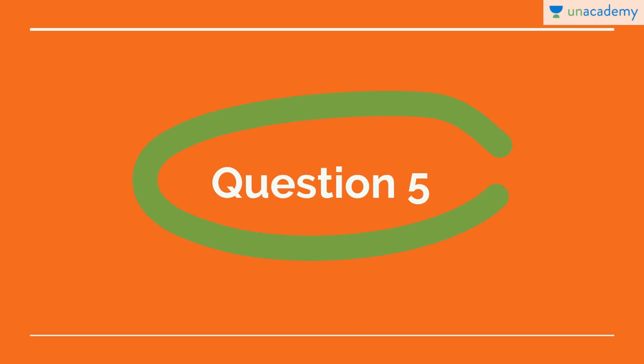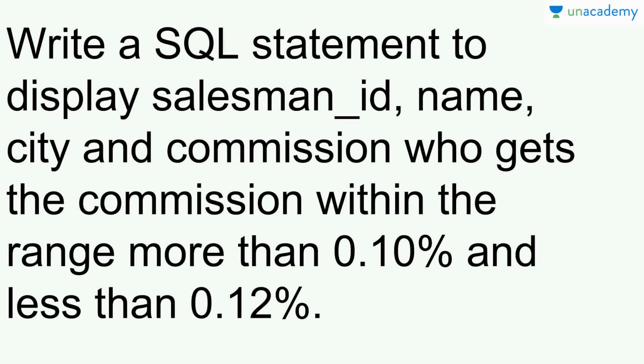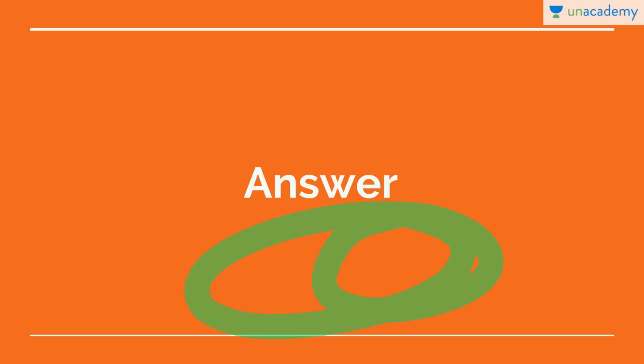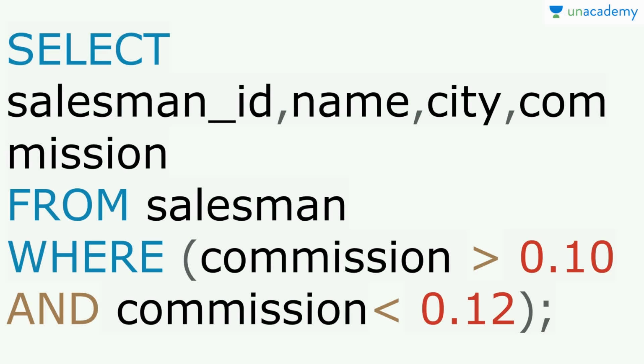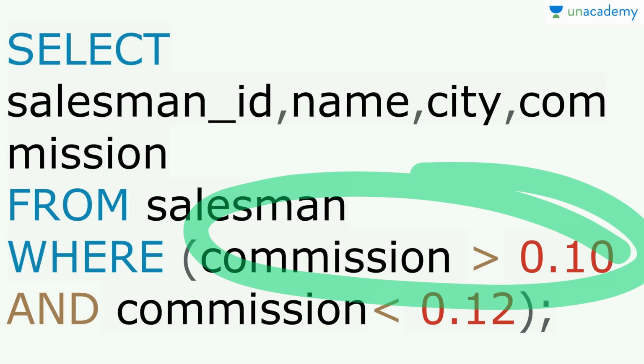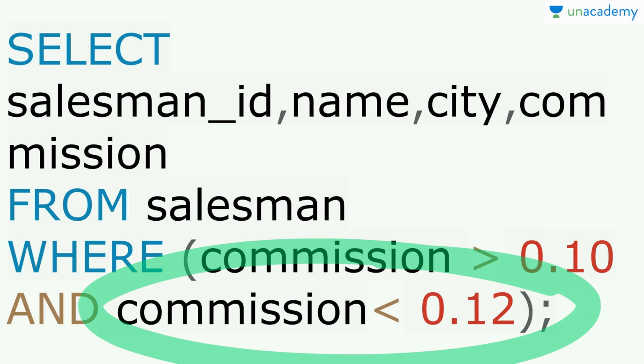Moving towards question 5th. Write a SQL statement to display salesman ID, name, city and commission who gets the commission within the range of this. So what we have to check is whether the commission is in this range or not. So we have to display ID, name, city and commission from salesman where commission is greater than this and commission is less than this.